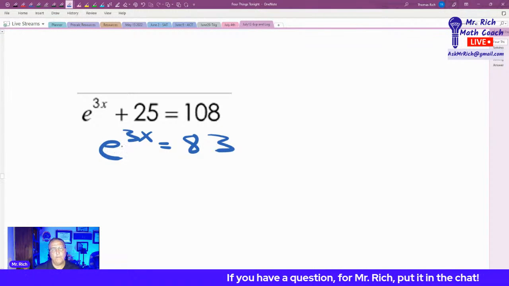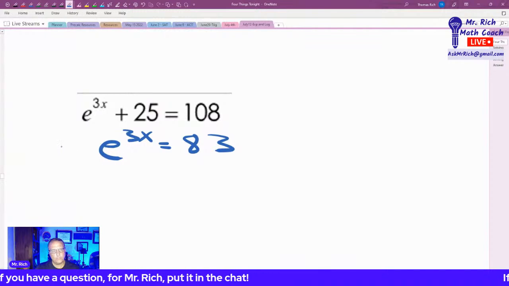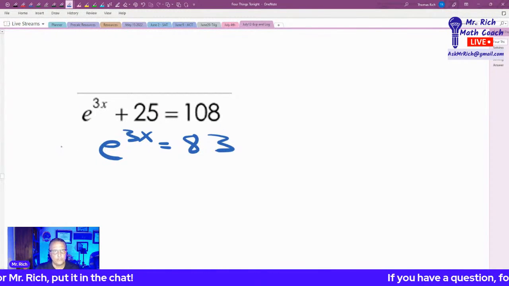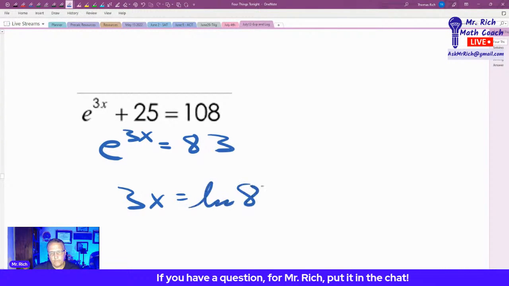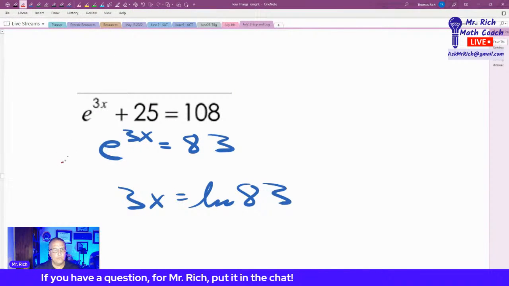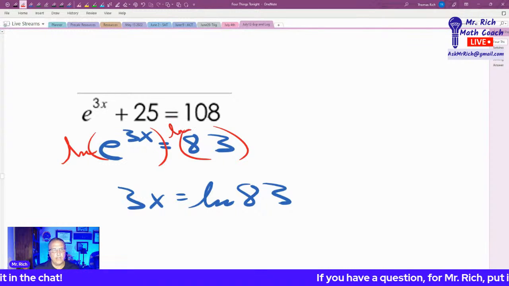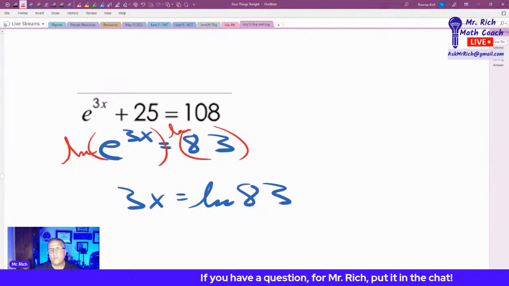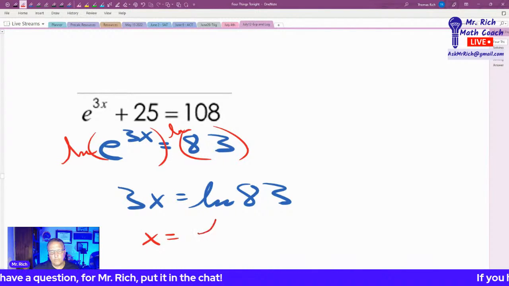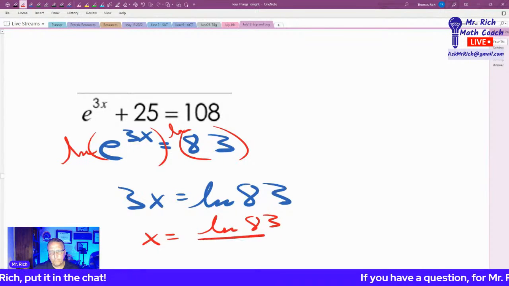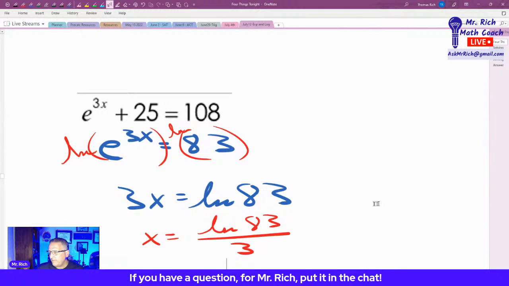Now, what I have to use is log base e, which is a natural log. So I take the natural log on both sides. In fact, once you understand this idea of using inverse operations, you just simply move straight to 3x equals the natural log of 83, right? You don't really have to say, I'm going to take the natural log on both sides. Just 3x is the natural log of 83. Therefore, x is going to be equal to the natural log of 83, whatever that number is, divided by 3. That's an exact answer, and we'll leave it at that.